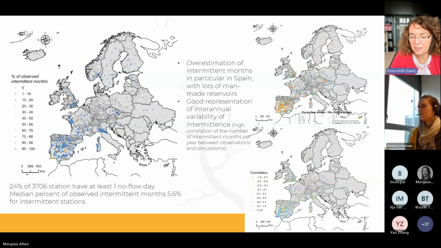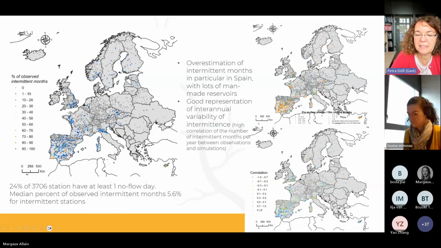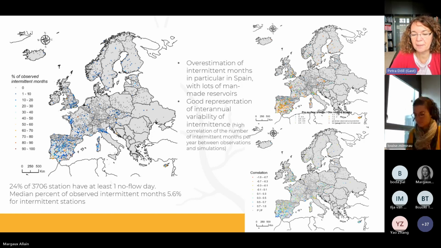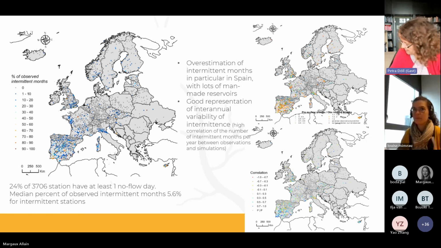What we see in the bottom slide is that we have a good representation of interannual variability of intermittence, which is a good sign, it's good for being able to predict climate change impacts, if you can see the impact of climatic variations from year to year on your intermittence. Next one, please.